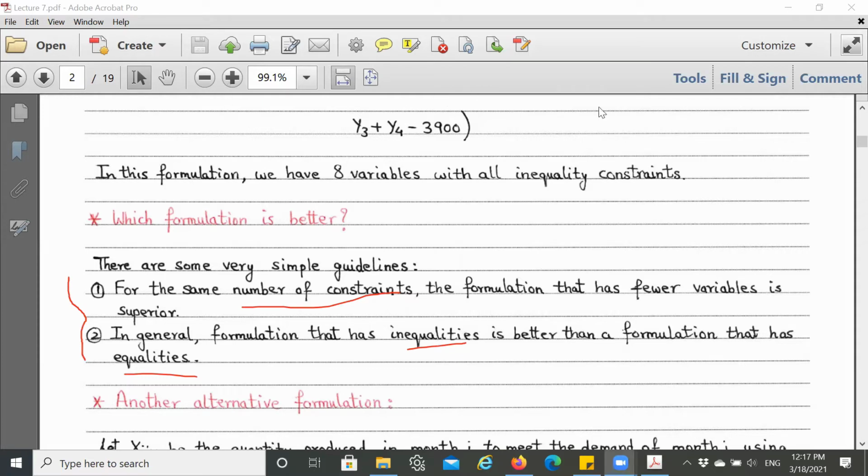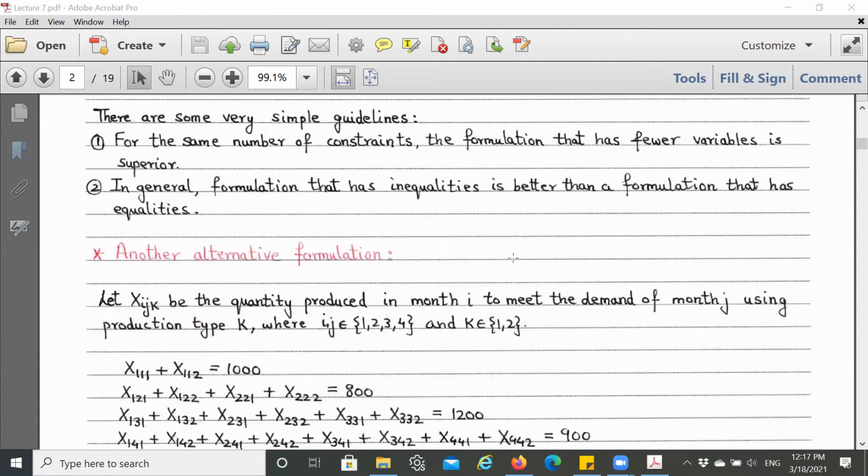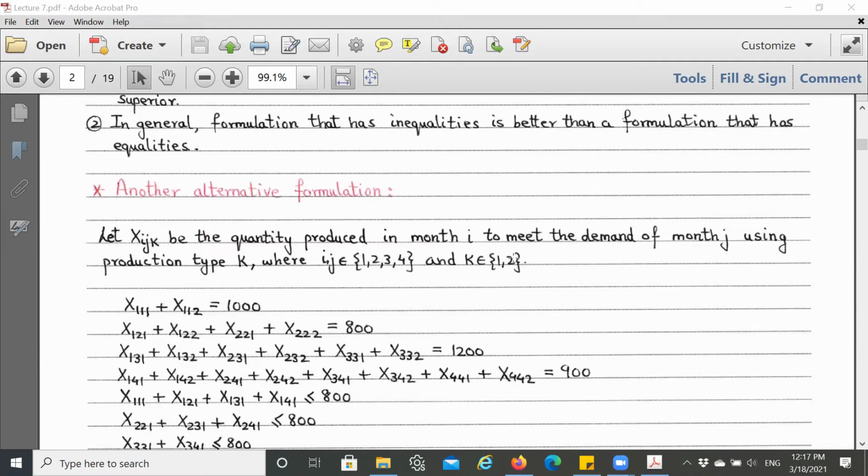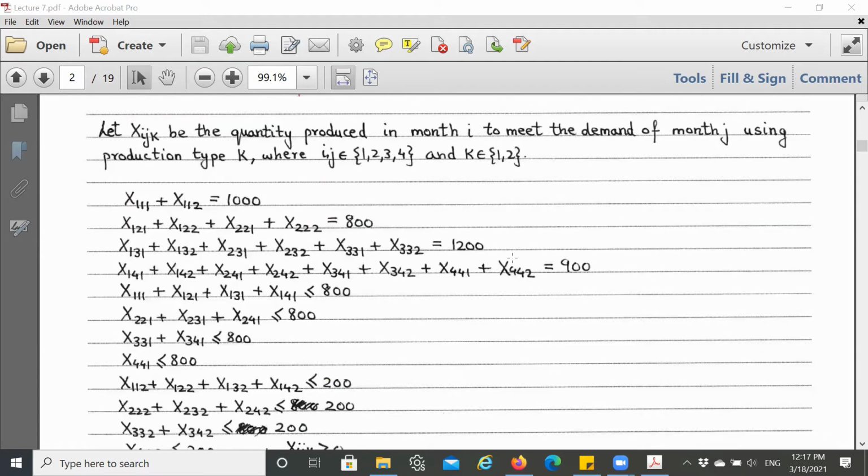Now, another thing is that interestingly, the same problem can be represented in yet another form. This is the form, and I want you to spend 2 minutes to go through it, and I'll ask someone to explain it.